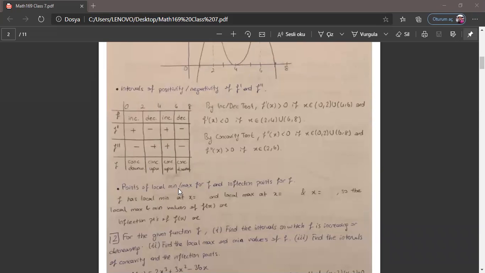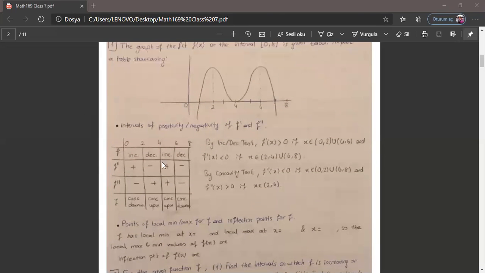What about the local minimum and maximum points of f? We see that here we have the table. So we see that it's increasing, decreasing, then increasing and decreasing again. So at this point and this point, which are 2 and 6, it has local max. And at this point, which is 4, it has local min.